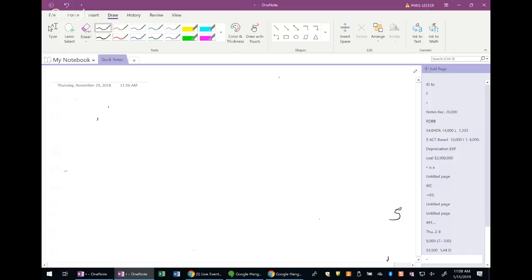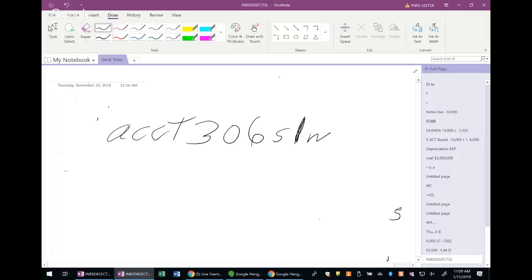But for this class to get in on Moodle, ACCT, sometimes I leave out that T, you can't do that. And it's the course number 306, and it is S. Now this is a 1, W. It's not an L or an I, it's a 1 W. Okay? That'll get you in on Moodle. And we should have some PowerPoints on Moodle, maybe solutions. I'll get everything on there that I can.